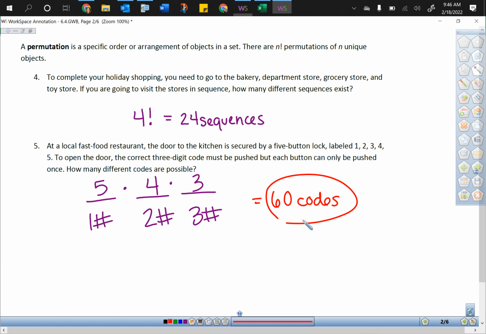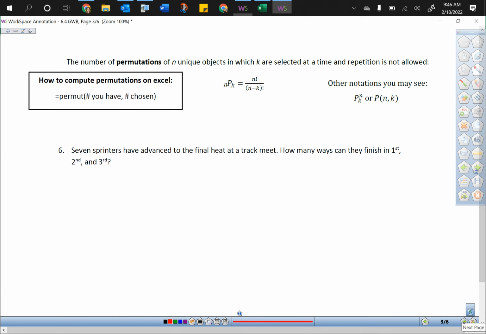Now that's kind of like a factorial, but note it didn't use all 5. So that's where it's a little different. That leads me to what we call the number of permutations of n unique objects in which k are selected at a time and repetition is not allowed. This example is an example of permutations where we can only choose so many. We don't have to choose all of them.